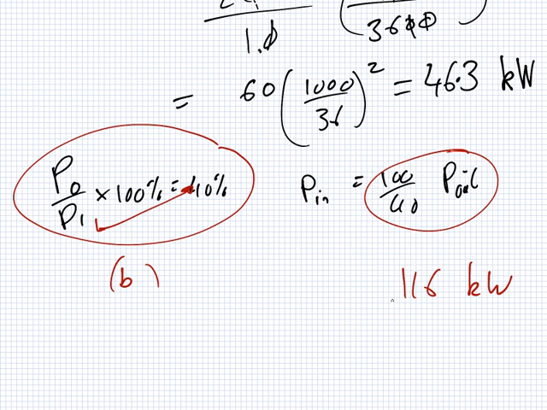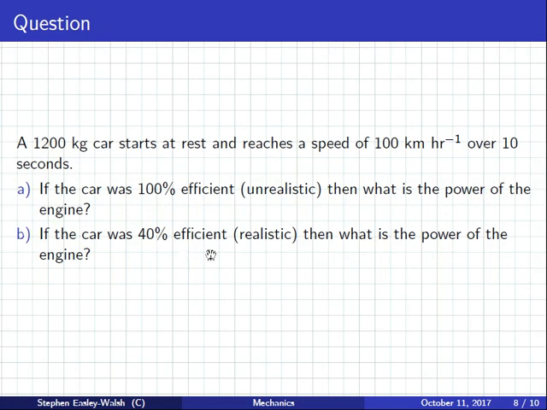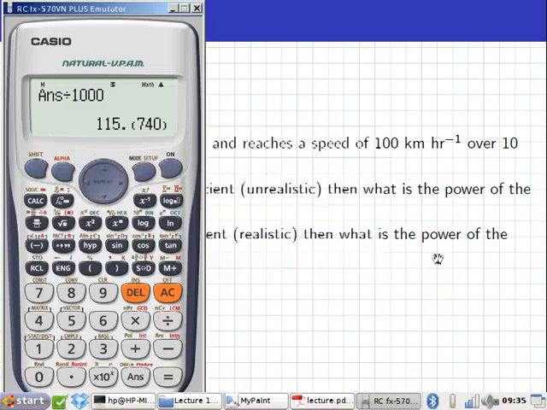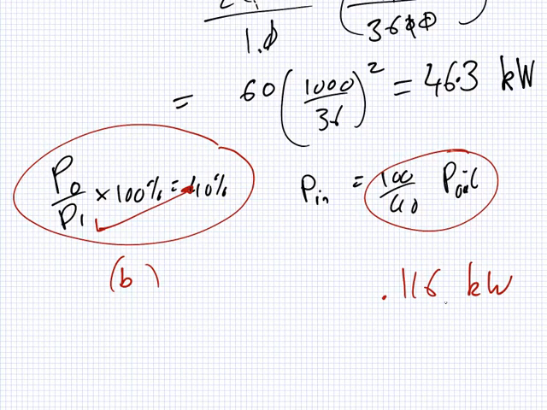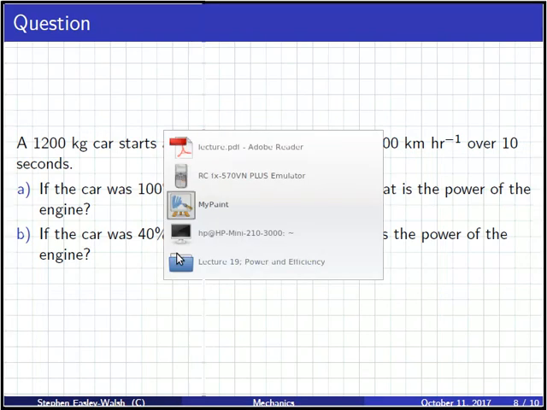He wants to know how I got the 116. If it's 40% efficient, what's the power? Kilowatts, yeah. 1157, so I rounded it off. Why is it 100 over 40? Because I said in part B it's 40% efficient. It shouldn't be 40 over 100.